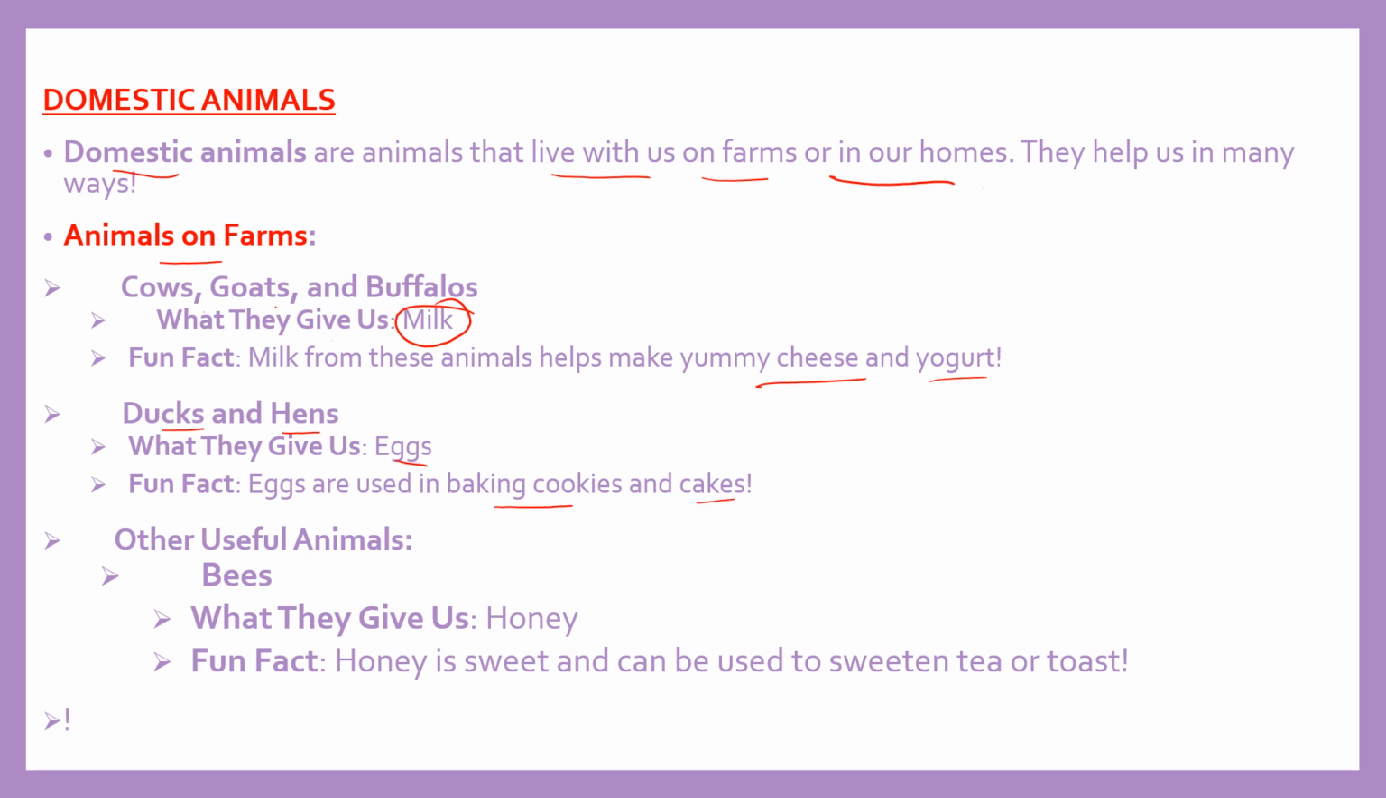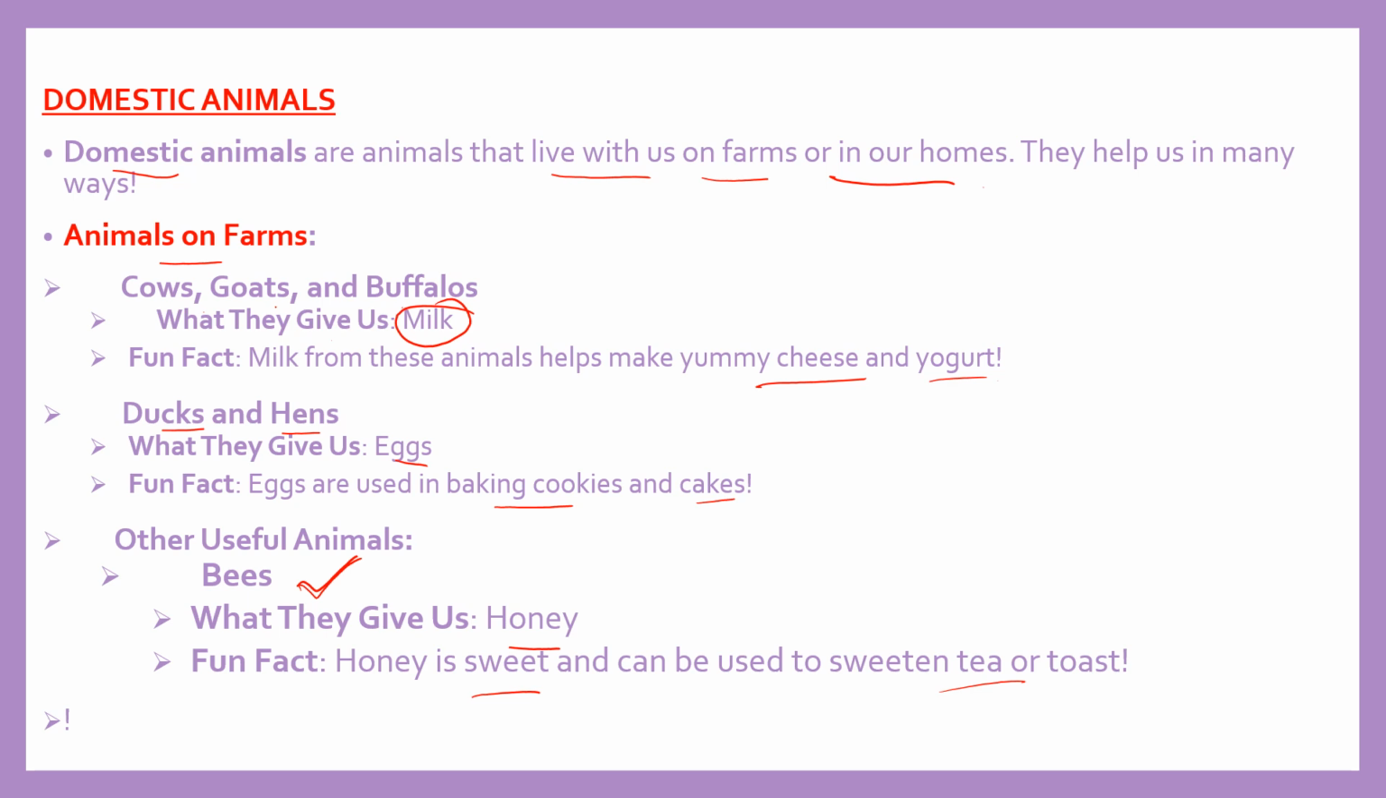What are the other useful animals? Bees, honeybees, right? They give us honey. Honey is sweet and can be used to sweeten tea or toast. You all know honey, right? It is very sweet and it's a good substitute for sugar.